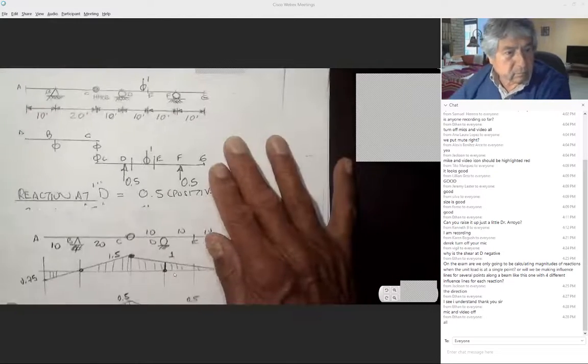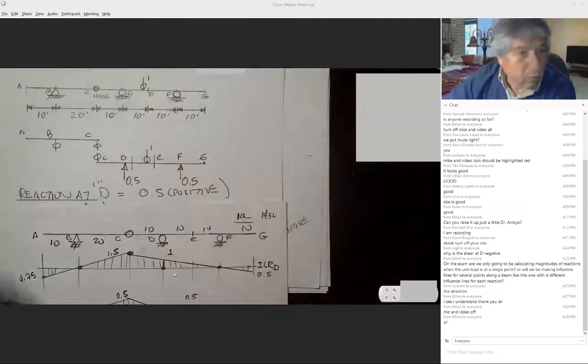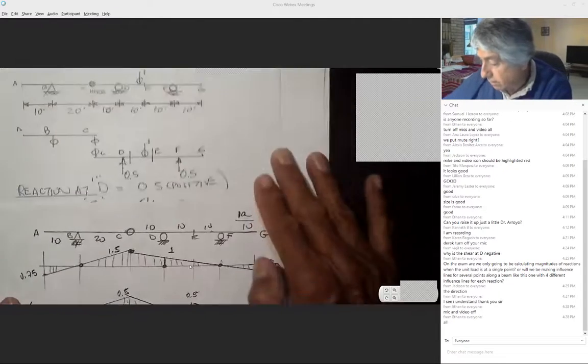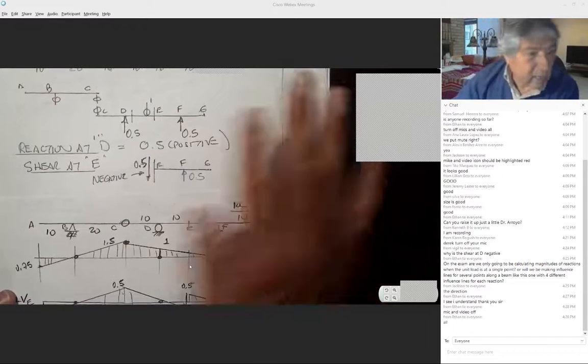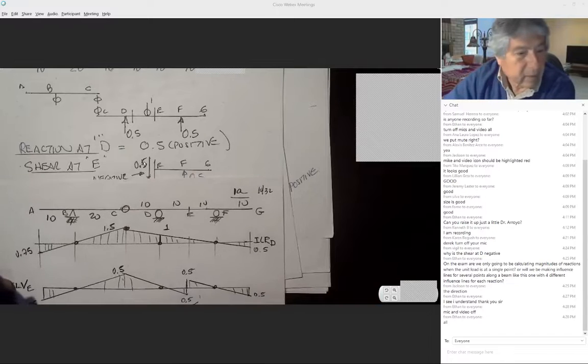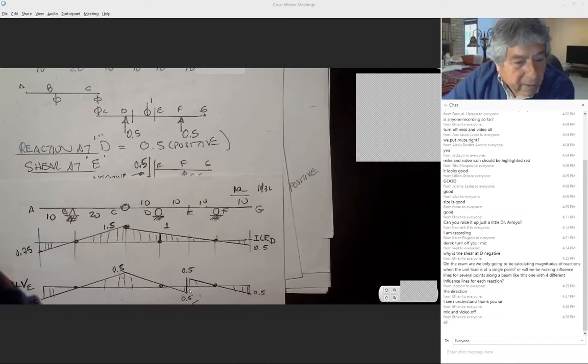Look, when the unit load is to the left of E, the reaction at D is 0.5 positive. Look, this value 0.5 positive. The shear at E is 0.5 negative. Look, 0.5 negative.